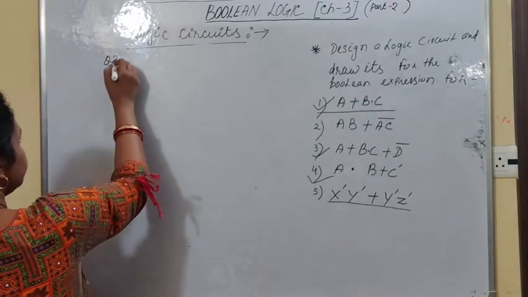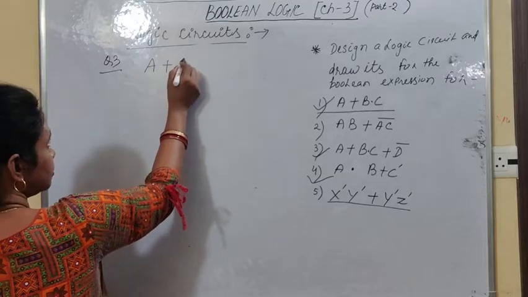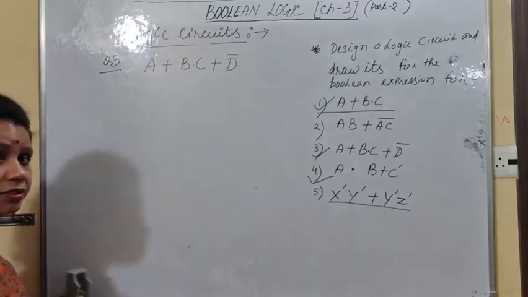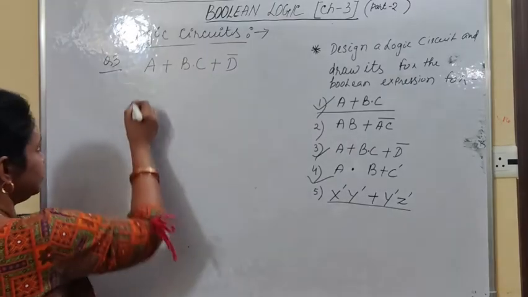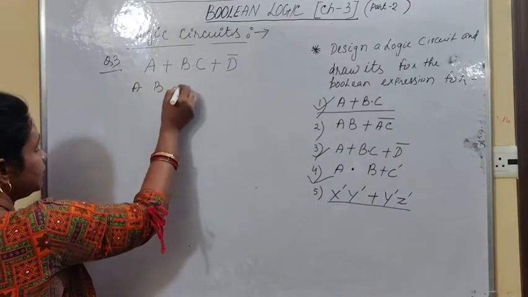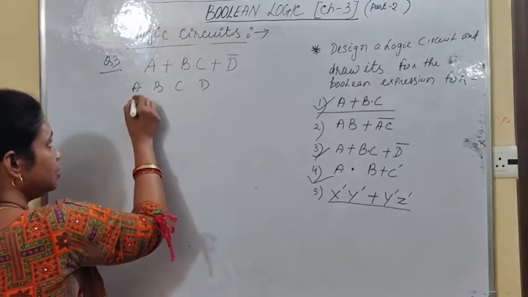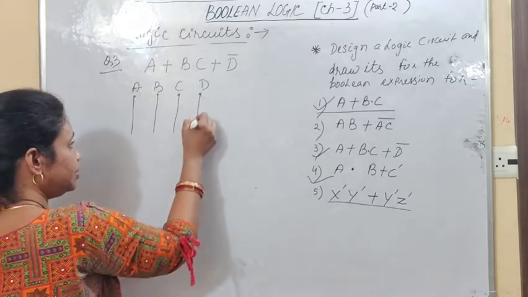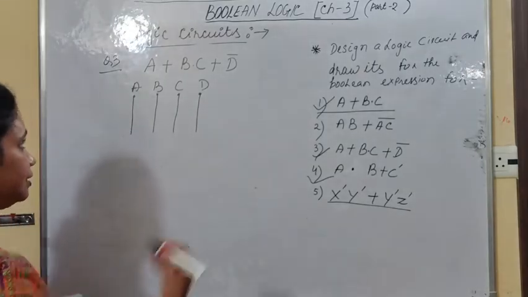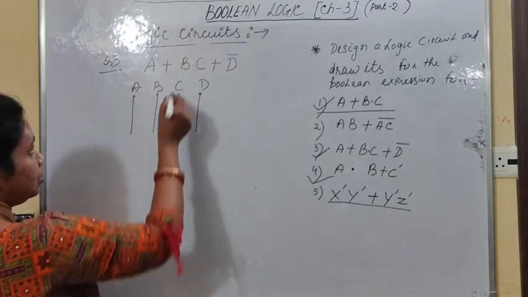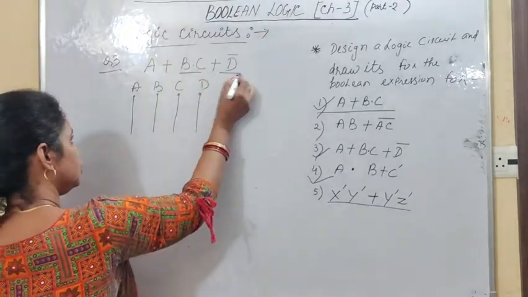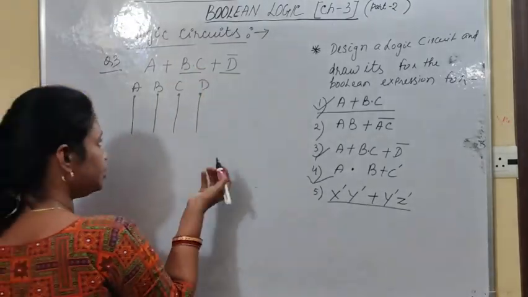Okay, question number 3. Now A plus B dot C plus D bar. Okay, how many different variables do we have? That is 4 different variables. So one is A, second one is B, third one is C and fourth one is D. So just extend the signal in this way. First of all you have to think how many different variables we have. After that extend the signal. Then now just imagine that this is one sub expression, this is also another sub expression. After that implement the logic gate.